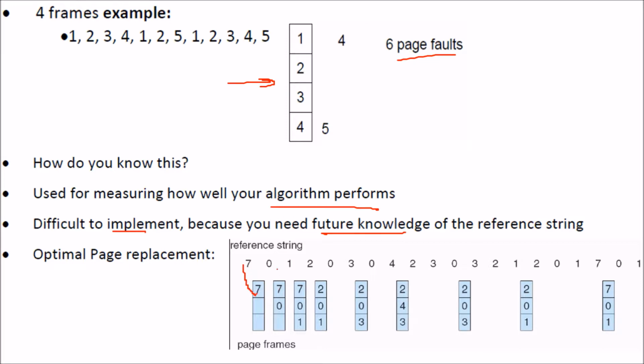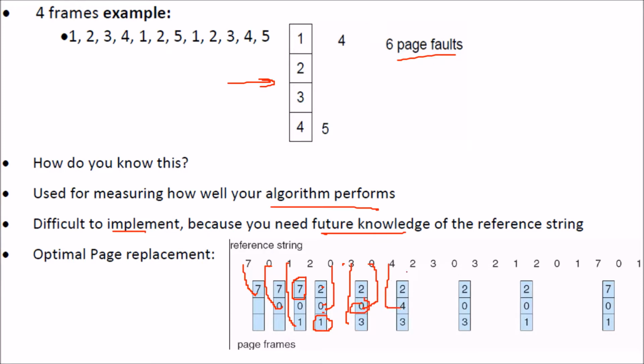7 has come, 0 has come, 1 has come. So there will be page faults, no problem with that. Now 2, as we said, 7 is there for a long time, let us replace it with 2. 0 is already there, now 3. Because 0 is just referenced, don't replace it. Put 3, replace 1. Now 0 has come, 0 is already there, now 4 has come, now replace the 0.